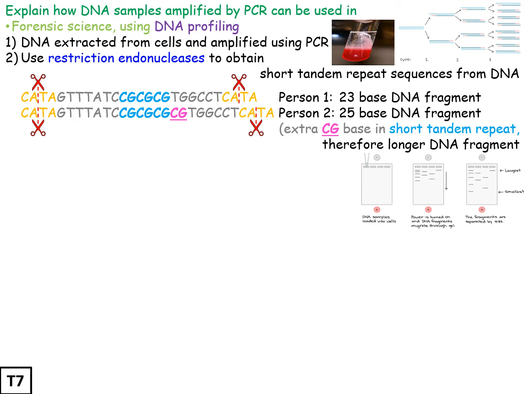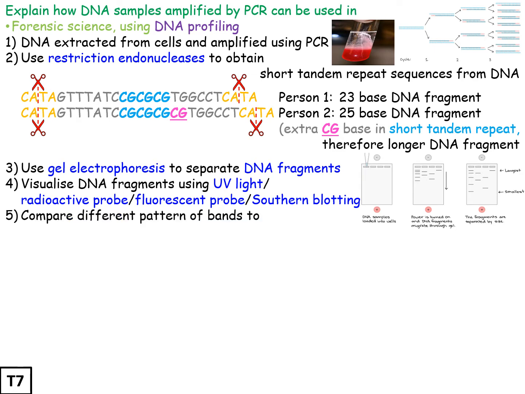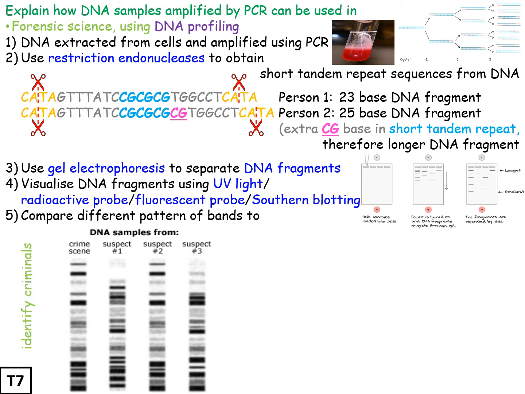And these DNA fragments can then be put into a gel electrophoresis. So use a gel electrophoresis to separate the DNA fragments. And obviously we have the idea that shorter DNA fragments will travel much faster down the gel, whereas the larger DNA fragments will move much more slowly. And to visualize these DNA fragments, you can use UV light, radioactive probes, fluorescent probes, or Southern blotting. And then what you want to do is compare the different patterns of bands. So you could do that to identify criminals.